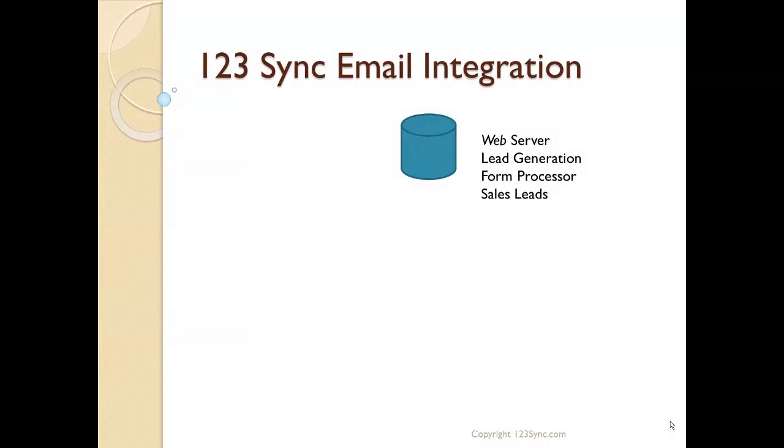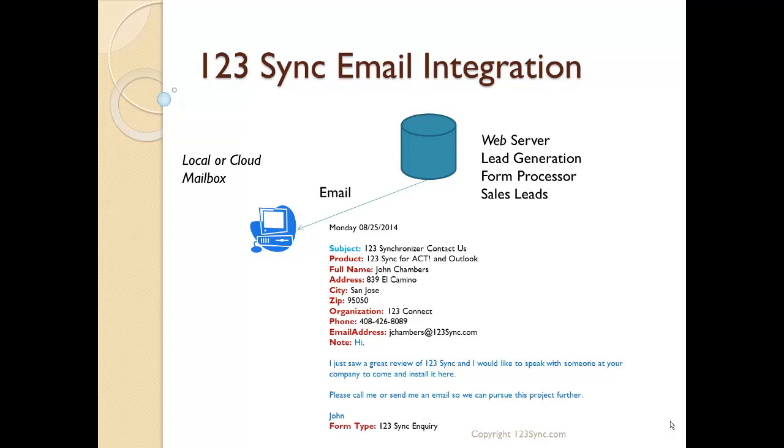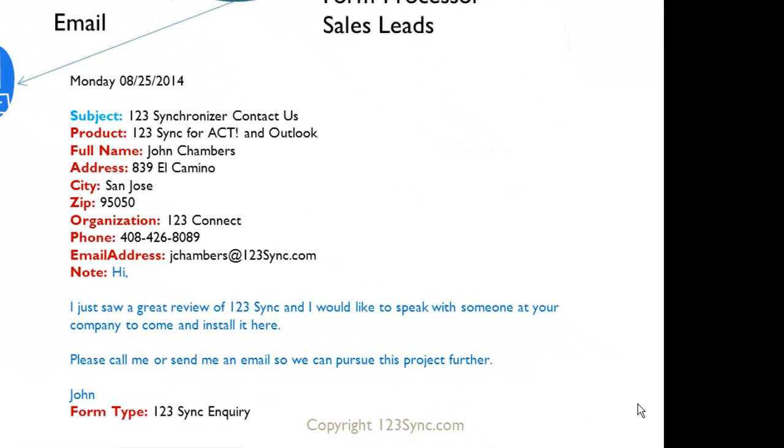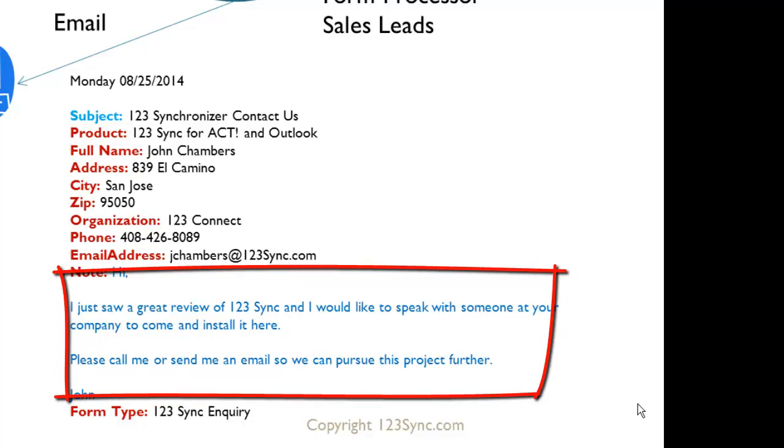What we have here is a web server or a lead generation that sends an email to a local or a cloud mailbox. The emails usually look like this. They have a subject line, which is the blue part there. And then they have fields, and the fields are the red items here that have data. And the data can go from one line, or like we see on the note here, the data can be multi-line.